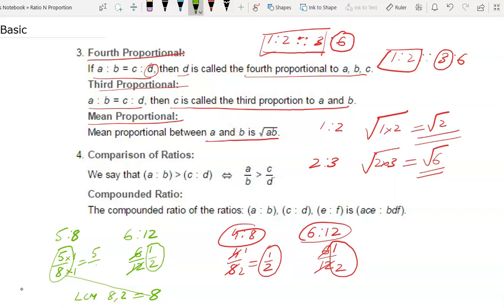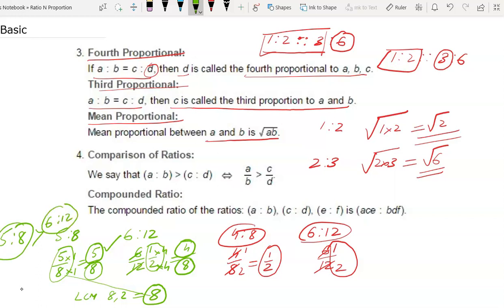So we will get 5 by 8. Now 2 fours are 8, so 2 into 4 and 1 into 4. 1 fours are 4 and 2 fours are 8. Now why are we taking the LCM? To make the denominators equal. So here the denominator is 8 and here also the denominator is 8. And the numerator is 5 and this is 4. So we can say that 5 is to 8 is greater than 6 is to 12.